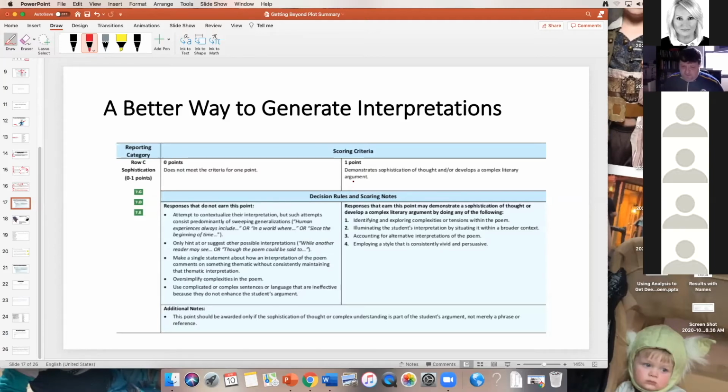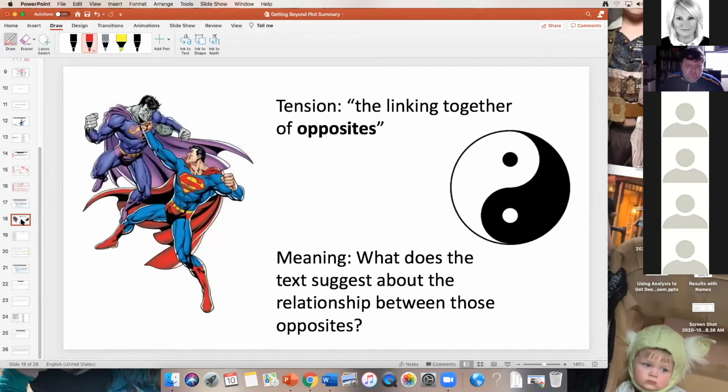I think row C really helps us. Row C helps us organize our essays. My students, we obsess over number 1. I don't know why I drew it that terribly. We obsess over point 1. We organize our essays around a tension or a complexity within the poem. We talk about tension a lot. Let me show you how we do it.